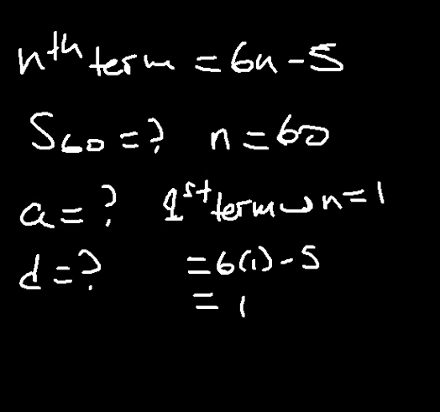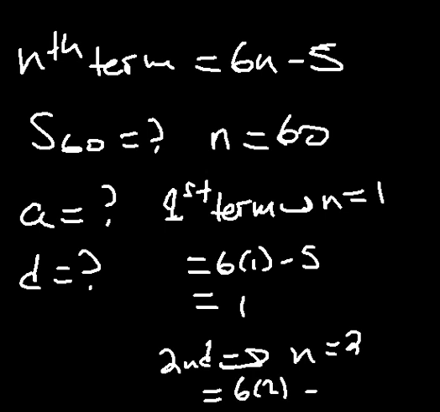And I'll just need a second term. By the way, we're using the nth term formula that we have. In this case, n will be given as 2. So we have 6 times 2 minus 5. What is that? 12 minus 5, which will be 7. So this is the second term.